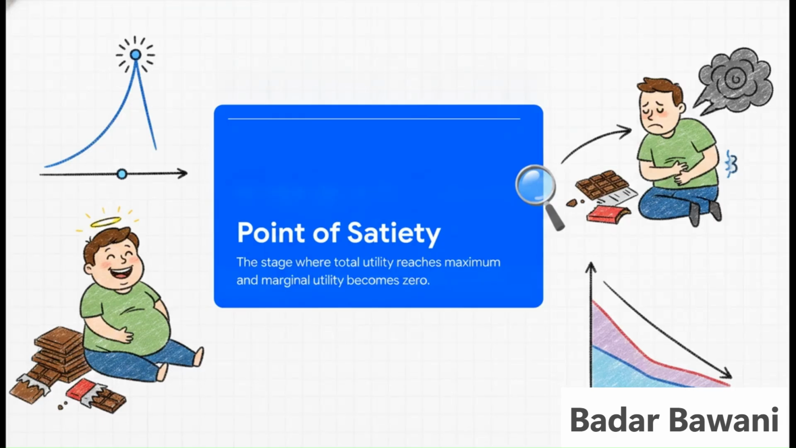Now check out what happens at Unit 6, where marginal utility hits exactly 0. This is a critical concept known as the point of satiation. This is the absolute peak of your satisfaction. You are completely full. If you consume even one more unit after this point, you enter the zone of negative utility, or disutility. A seventh chocolate bar doesn't give you joy, it actually makes you feel sick, which subtracts from your overall total utility and brings it down.